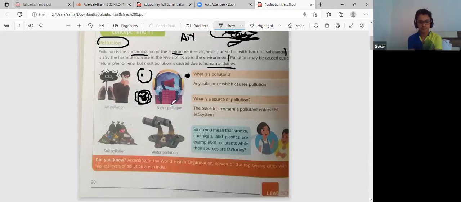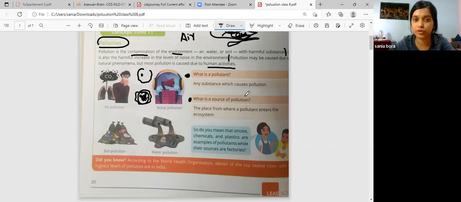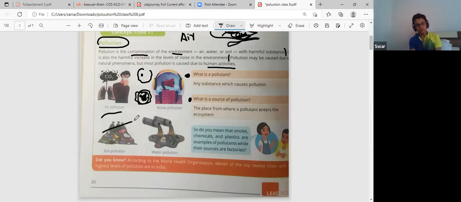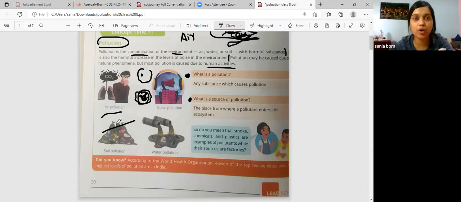Okay, ma'am. And next is, what is the source of pollution? From where pollution is coming, right? The place where a pollutant enters the ecosystem is known as the source of pollution. For example, if water is getting polluted, it can be like you are washing your clothes.